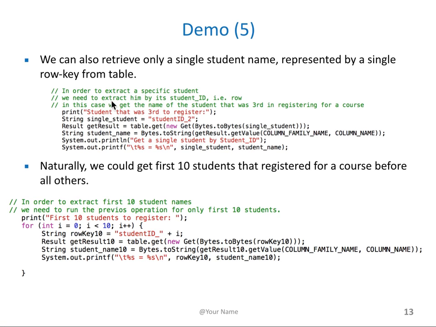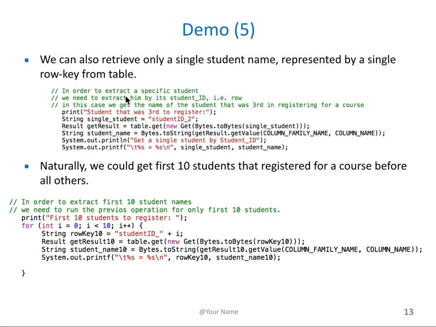We can also retrieve a single student name. Let's say we want to know who was the third to register. At this point we just need to create a string variable with its row key, and then get its result from the BigTable table, assign it to that, and just print it.